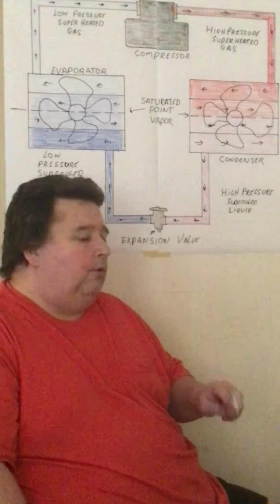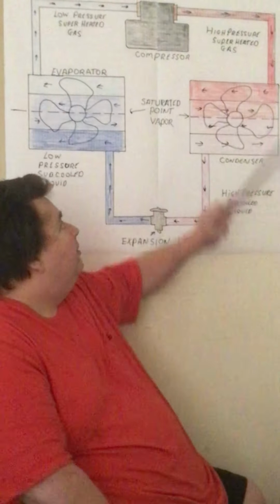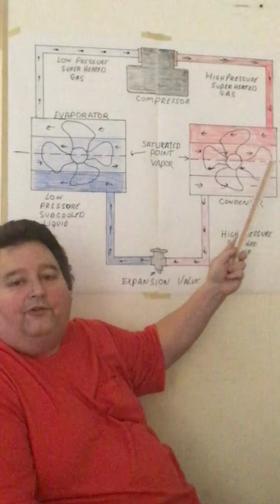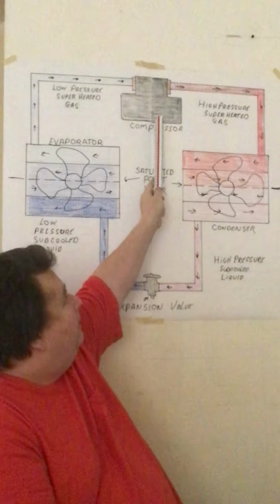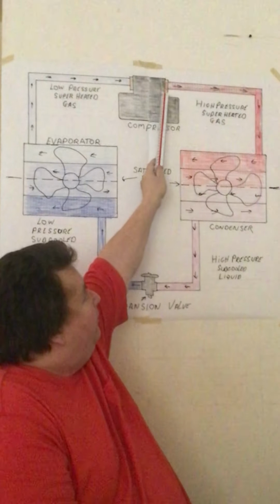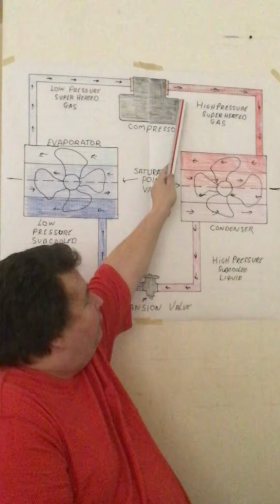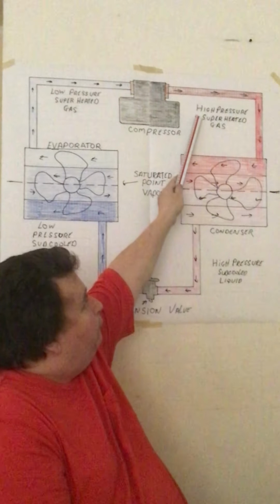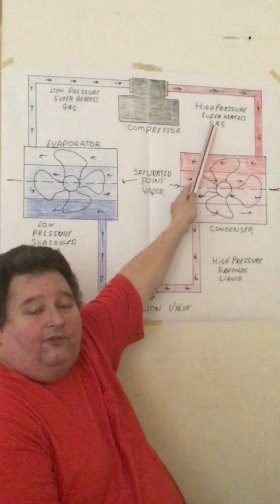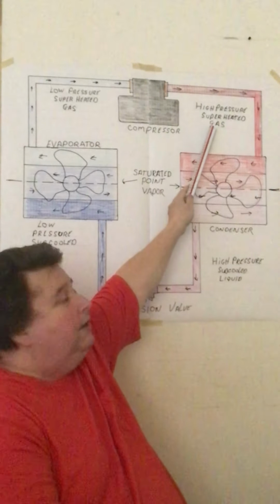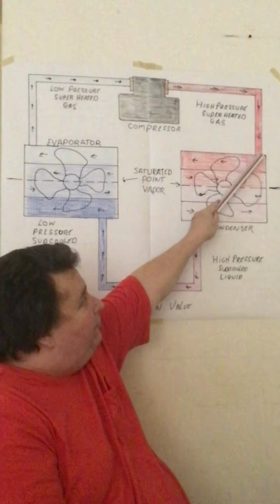So I'm going to start off with the compressor, which I drew up. I'm no artist, so forgive me with my drawing. But this is the compressor. On the outlet of the compressor, you have a discharge line, which gives you a high pressure, superheated vapor or gas. That's the state of the refrigerant. As it goes through the discharge line, it enters the condenser.